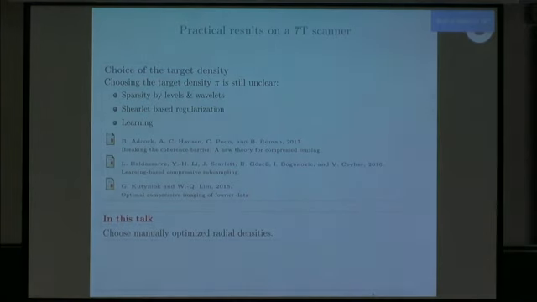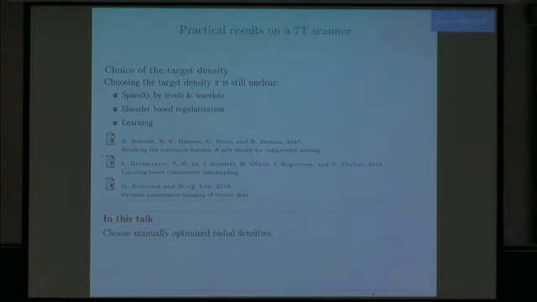Then we also tried to do compressed sensing, and to do compressed sensing, you need to take a target density measure, here pi. There is a growing literature on how to choose this. Claire will speak about this this afternoon also. And depending on the assumptions you make, you can do, for instance, sparsity by levels, in the work of people from Cambridge.